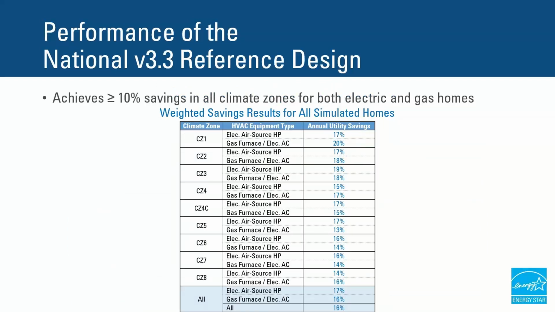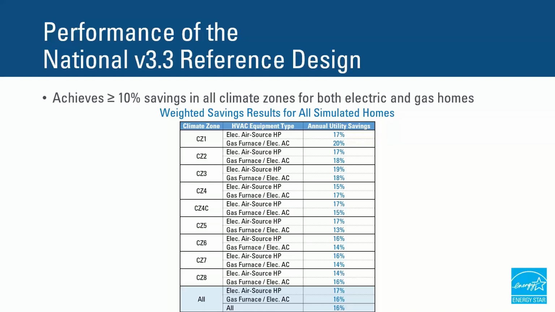So how does this new Energy Star reference design perform? Well, it delivers on our primary goal of achieving at least 10% savings in all climate zones for both electric and gas homes. This table shows the weighted savings for all 1,000 plus simulations broken out by climate zone and by fuel type. Nationally, we estimate that the proposed Energy Star reference design saves 16% relative to the 2024 IECC.